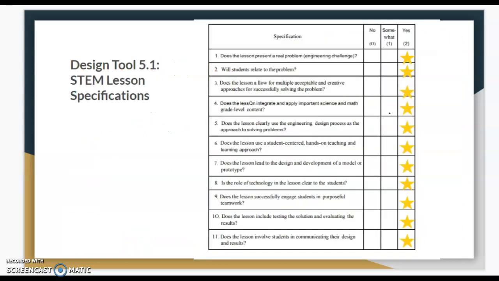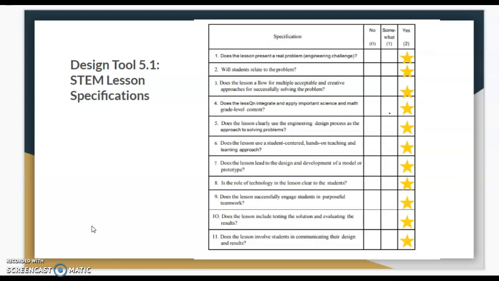So moving on to the 5.1 STEM lesson specification, going through 1 through 11 there, you can see all went in the yes category. So does this lesson present a real problem? Absolutely. This is something that students will face every day throughout the rest of their life, electricity, so it's important for them to understand. It also, you can see for number 2, will students relate to the problem? Yes, because this is something, again, that they're faced with every day and something that really impacts society as a whole.